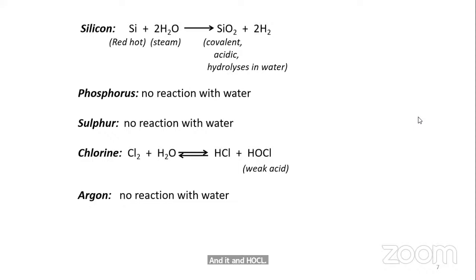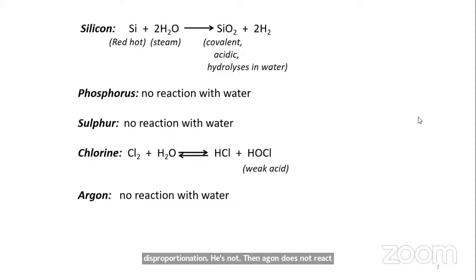In HCl, the oxidation state of chlorine is -1. And in HOCl, the oxidation state of chlorine is +1. So we have chlorine going to an oxidation state of -1, which is lower than the oxidation state of the chlorine molecule, and also going to an oxidation state of +1, which is higher. Such a reaction is called a disproportionation reaction. Any element whose atom reacts this way undergoes disproportionation. Please note. Then argon does not react with water.